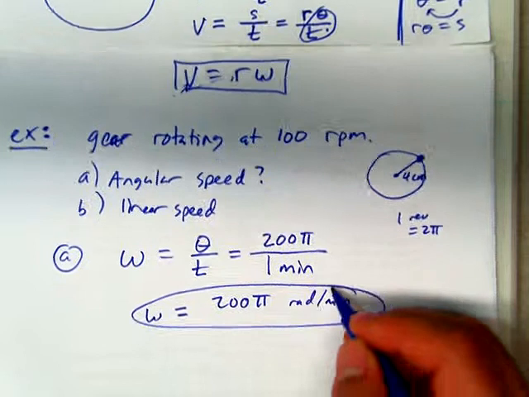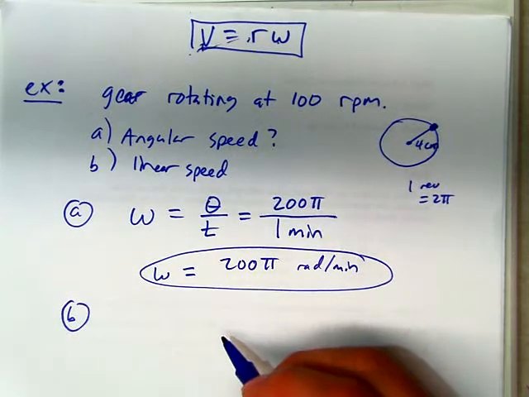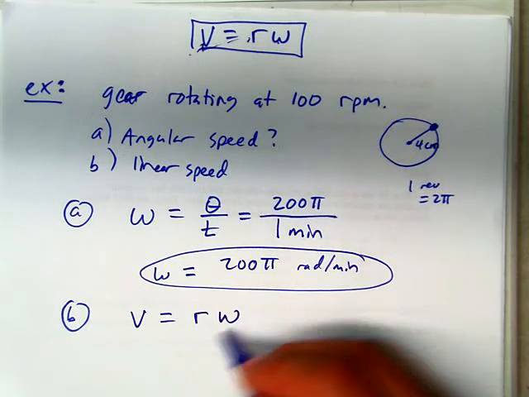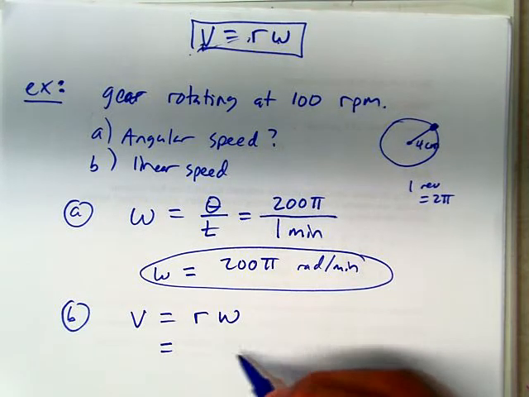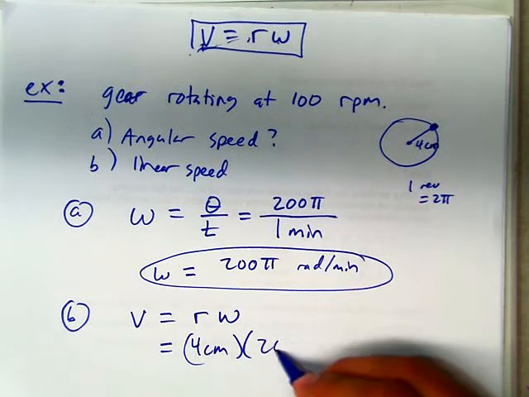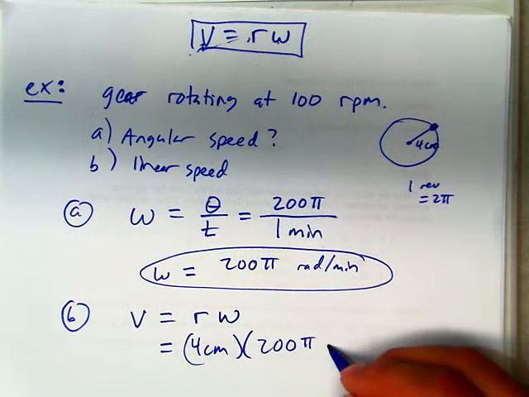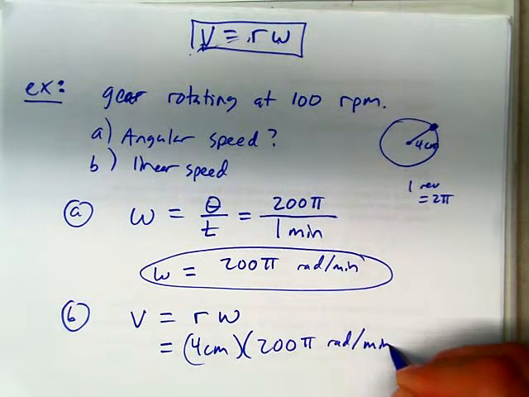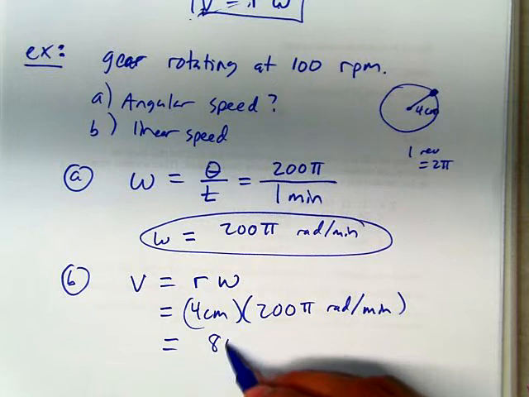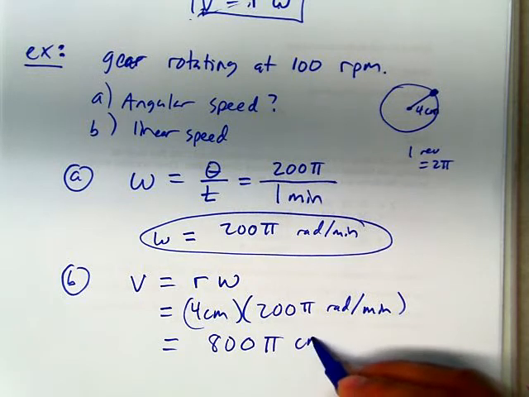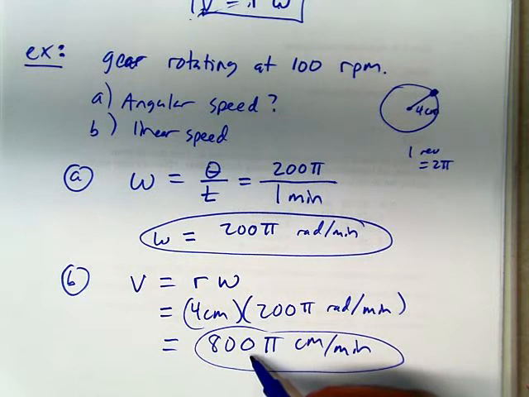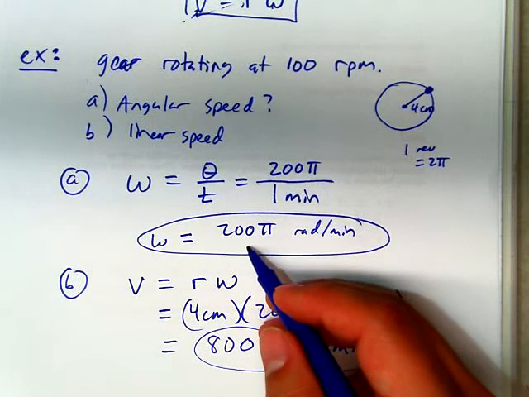That's the angular speed. Now for part B, the linear speed, we use the formula V equals R times omega, radius times angular speed. The radius they gave us was 4 centimeters. Angular speed was 200 pi radians per minute. And again, we don't need to write the radians, but if it helps, you can do that. And if you multiply this out, you get 800 pi centimeters per minute. Again, we don't need the radians, those are unitless, but this is the linear speed of something that is rotating at 200 pi radians per minute.